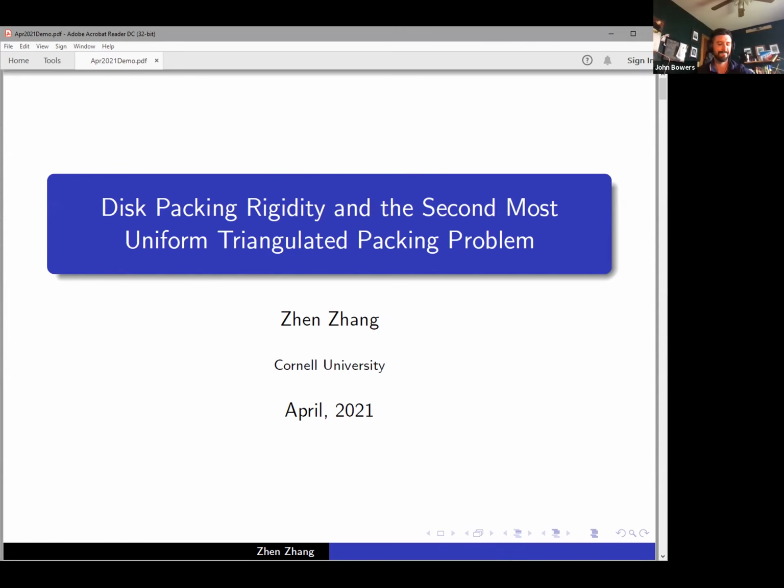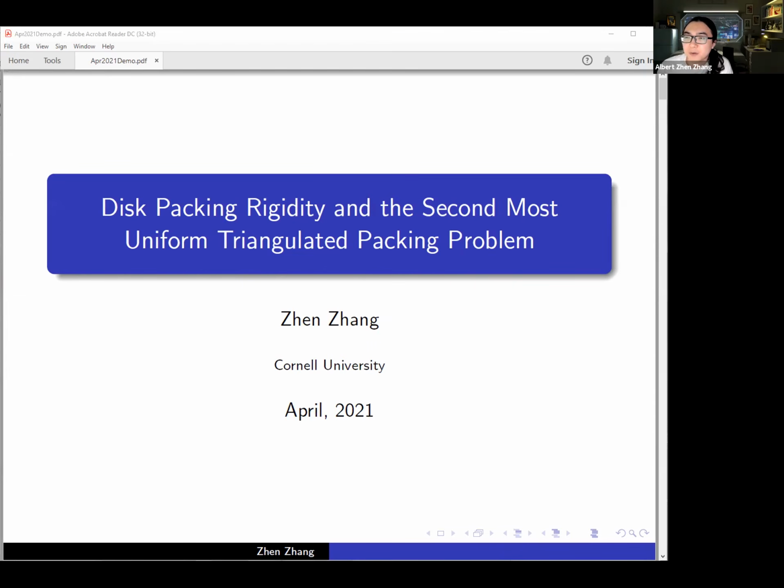Given a packing, we can talk about how uniform it is, where we define the uniformity to be the radii ratio of the minimal disk over the maximal disk. And obviously, over the plane packings, the hexagonal packing is the most uniform because its ratio is just 1. You can't beat that. But it's a long-standing open problem to actually know what's the second most uniform triangulated packing.